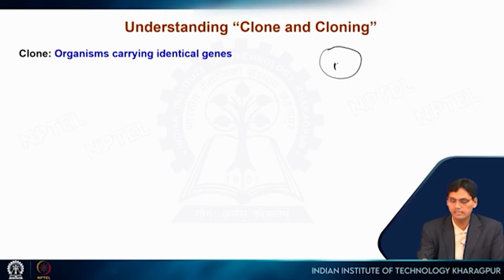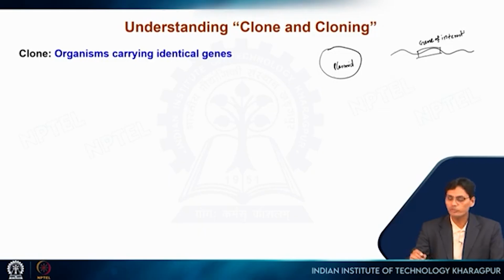So this is the plasmid, and here you have one gene of interest. Now, if you digest this gene of interest with two restriction enzymes, for example EcoRI and BamHI. These are the restriction enzymes which I discussed during the last lecture.